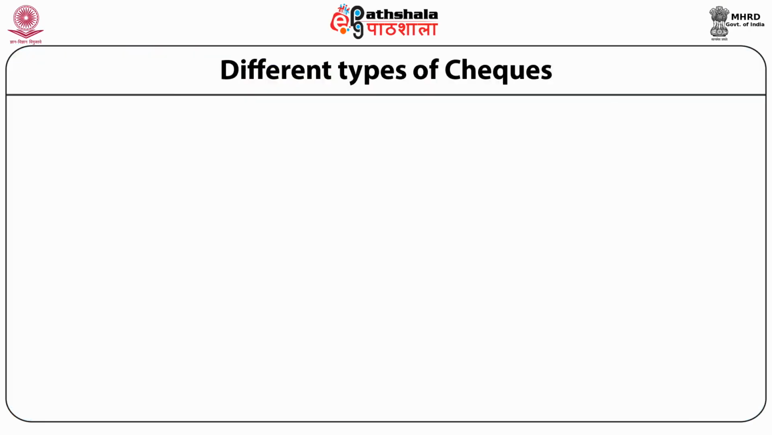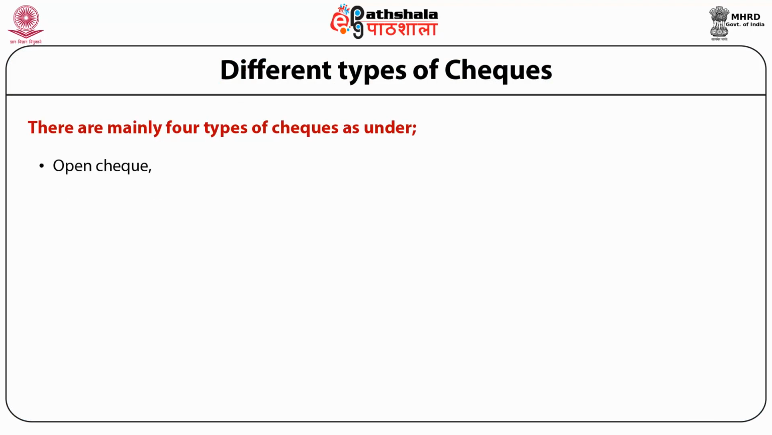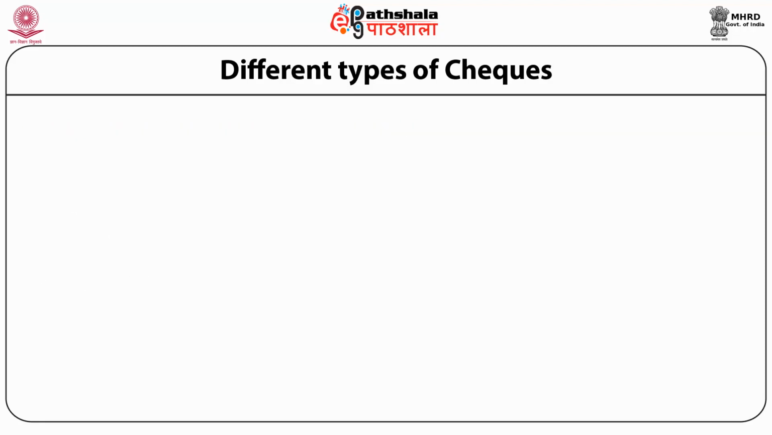What are the different types of checks? There are mainly 4 types of checks: first is open check, second is crossed check, then bearer check and order check. The brief description of each type is as follows.